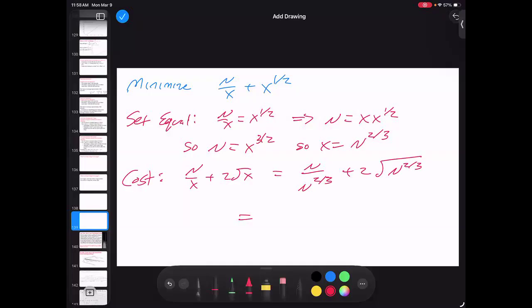N to the 1/3. And what's the square root of n to the 2/3? N to the 1/3. So it's n to the 1/3 plus 2 times n to the 1/3, which is 3 n to the 1/3. This is not a proof that this is the best you can do.